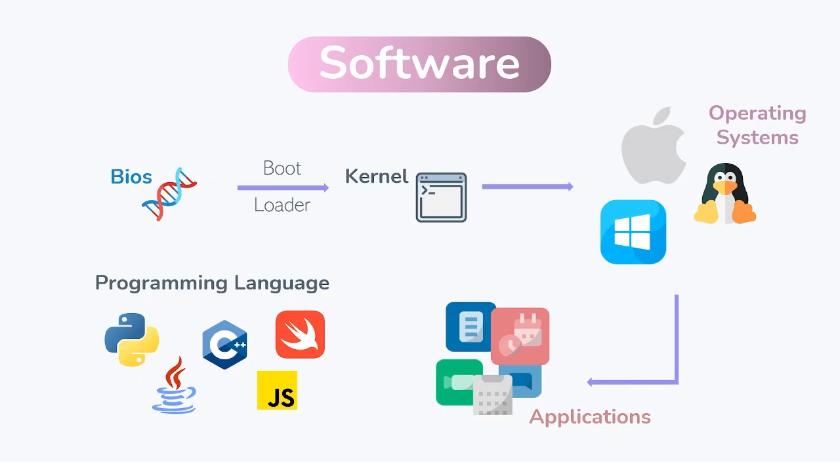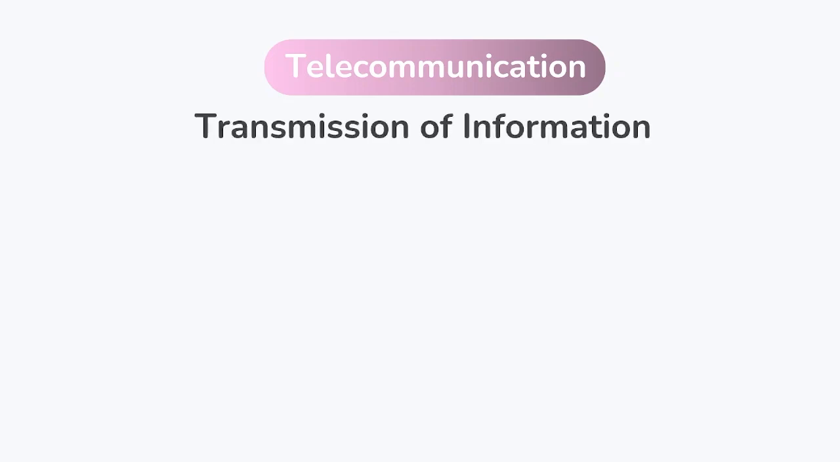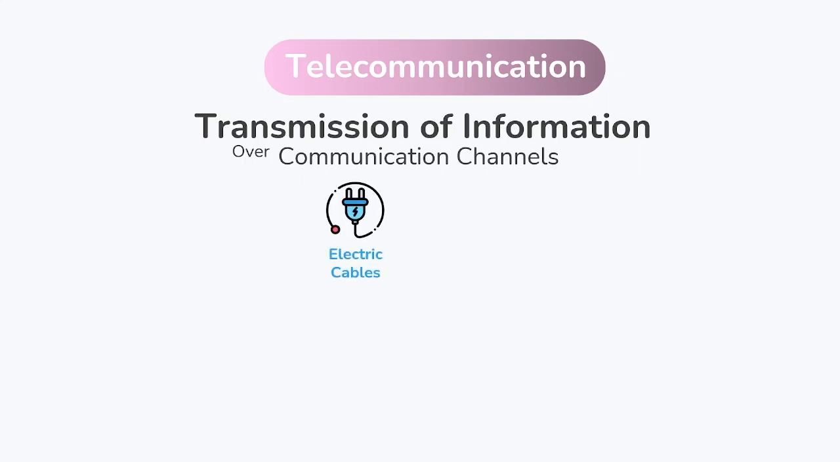So now that we have finished with software, we need to discuss the second chapter, which is networking and telecommunications. Now we discussed how we interact with information, how we can manipulate it and process it. But we miss a very, very important component. It's how we can communicate, how we can transfer the data. Telecommunication is the transmission of information over communication channels. So we have things like electric cables or electromagnetic radiation.